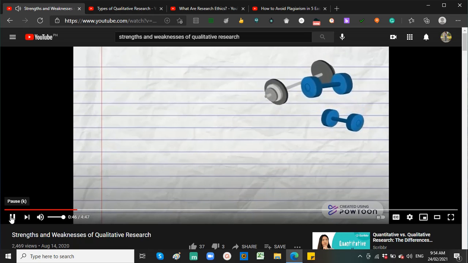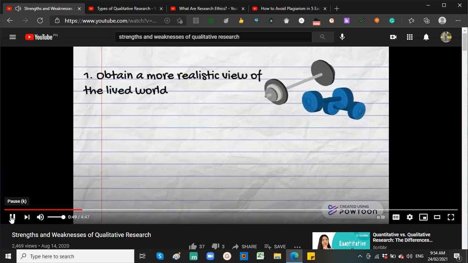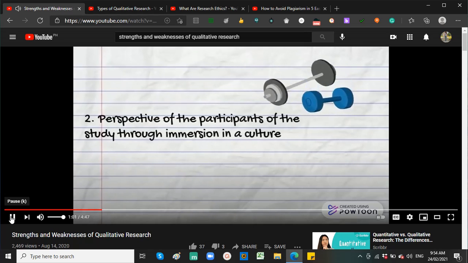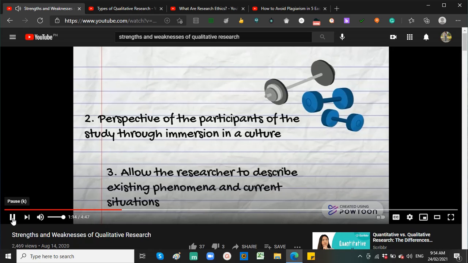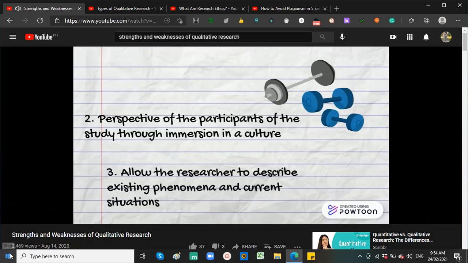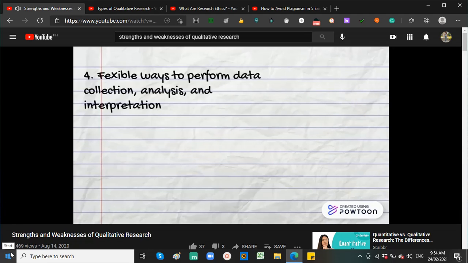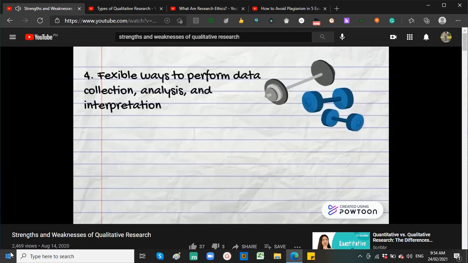Among the specific strengths of using qualitative methods to study social science research problems is the ability to, first, obtain a more realistic view of the lived world that cannot be understood or experienced in numerical data and statistical analysis. Second, provide the researcher with the perspective of the participants of the study through immersion in a culture or situation and as a result of direct interaction with them. It also allows the researcher to describe existing phenomena and current situations. It develops flexible ways to perform data collection, subsequent analysis, and interpretation of collected information.